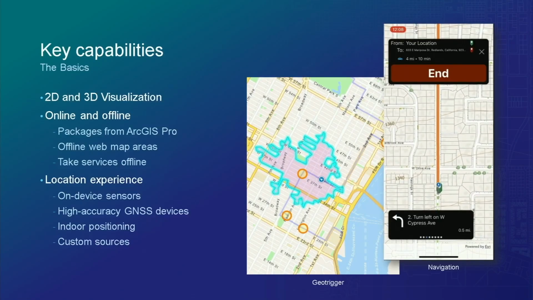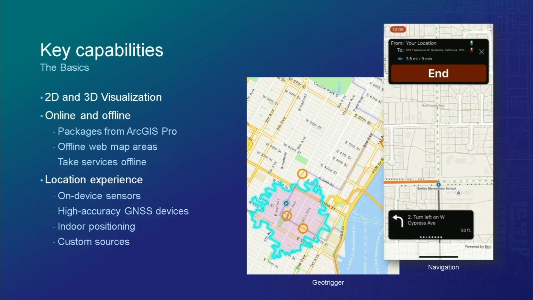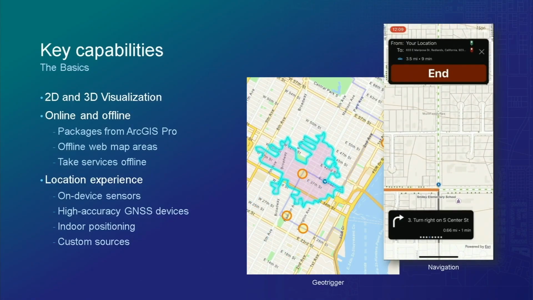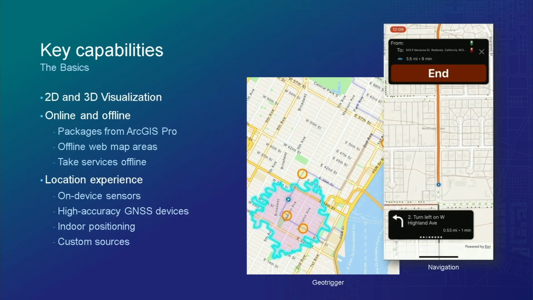All right, location experience. So I mentioned before, it's important, especially when you're dealing with mobile applications, to consider your location. Where are you located? How can I use that location in my mapping applications? Maybe something as simple as, where am I, what's around me, and how do I get there, right?